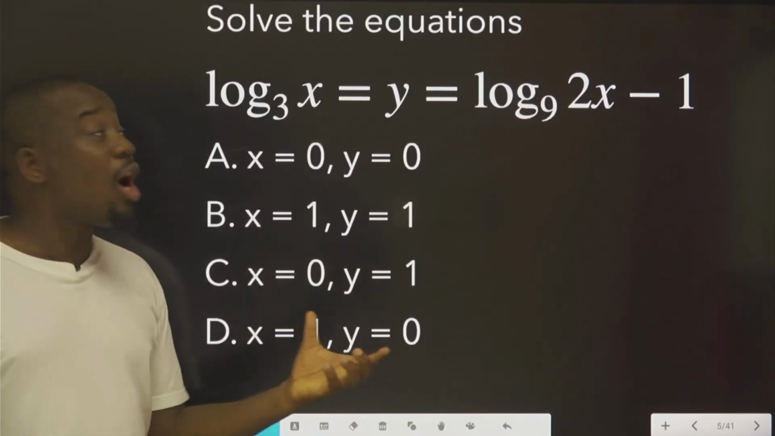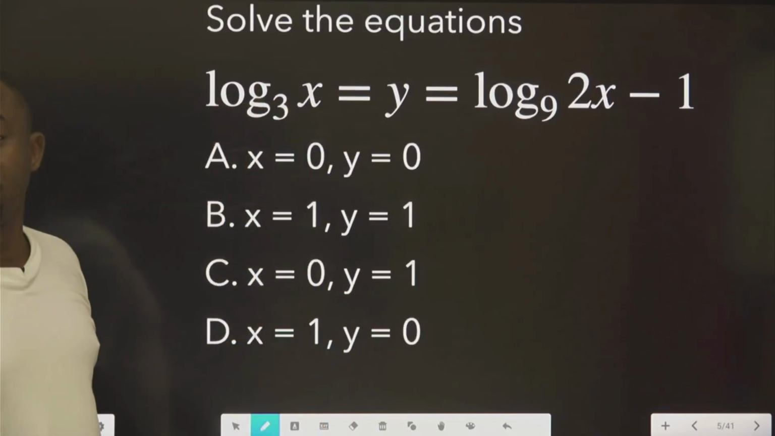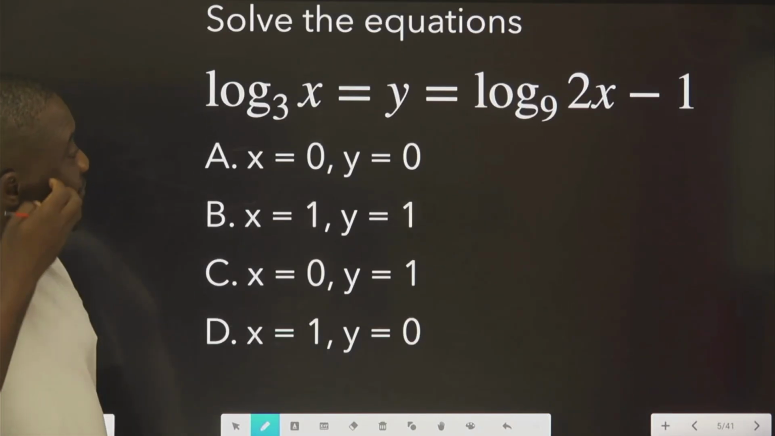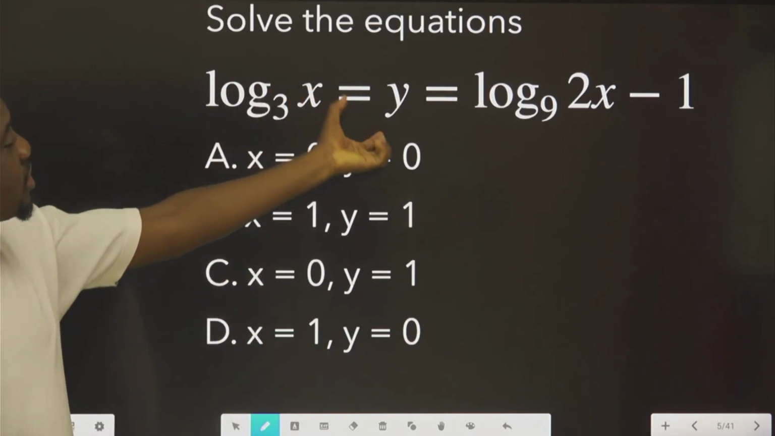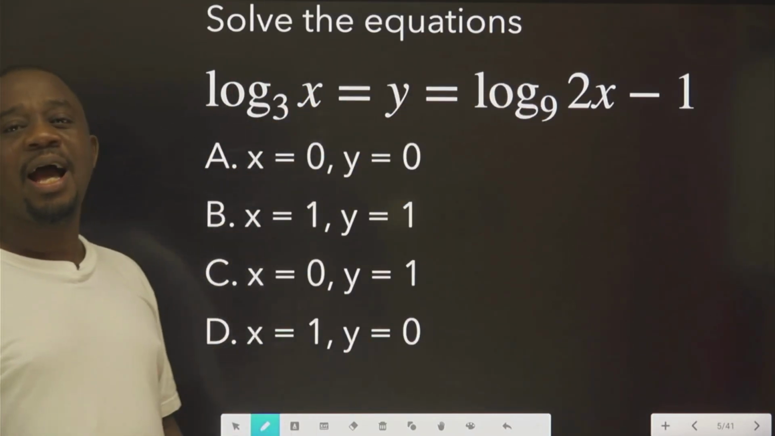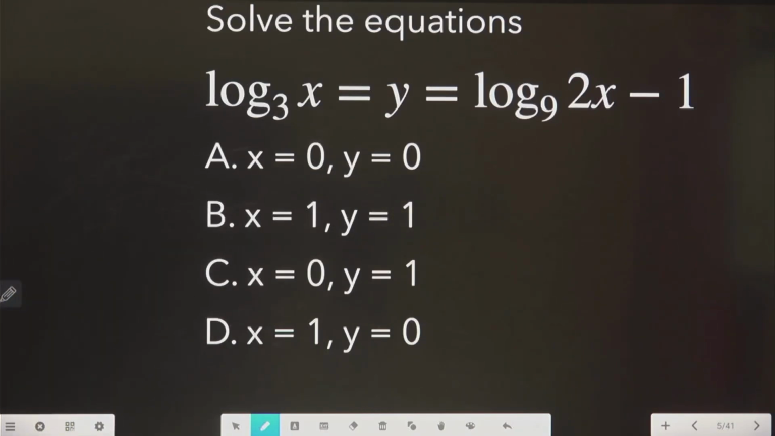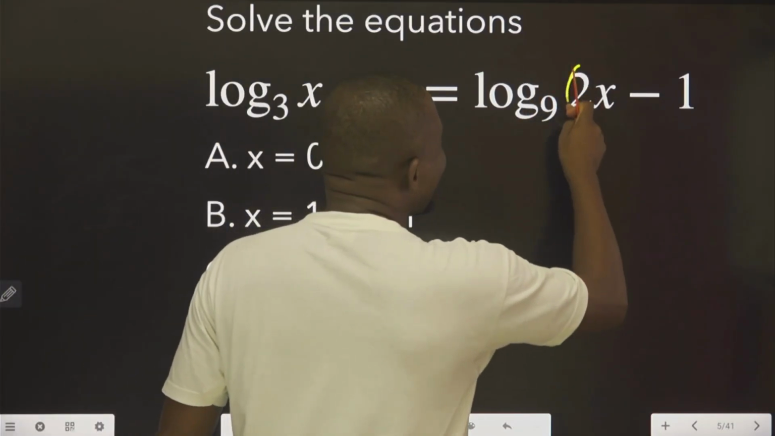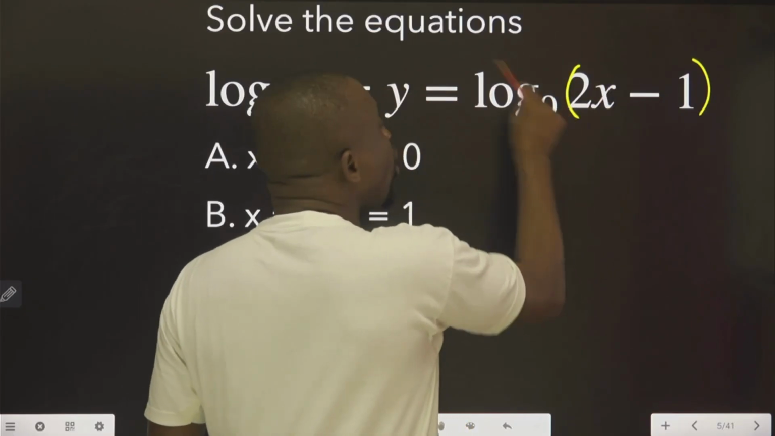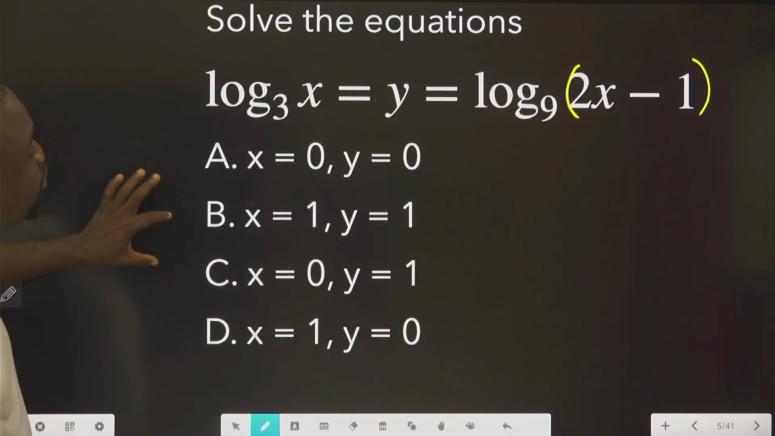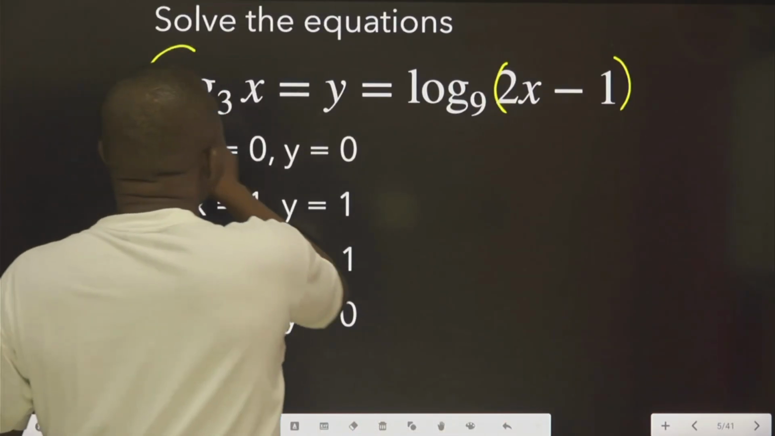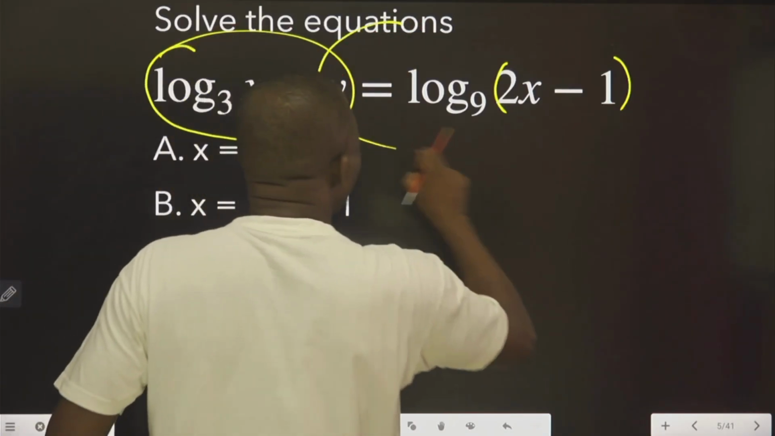We are asked to solve the equation. Okay? To solve the equation, this equals this, this equals this. How do you go about this kind of question? Remember that this is to the power of this, okay? This is power, it's on top of 9. All you have to do is to equate this, also equate this.